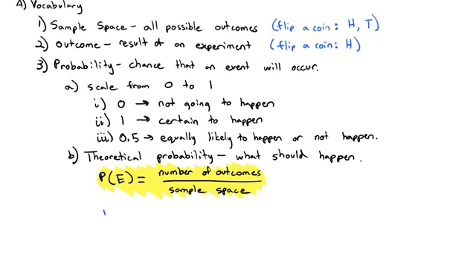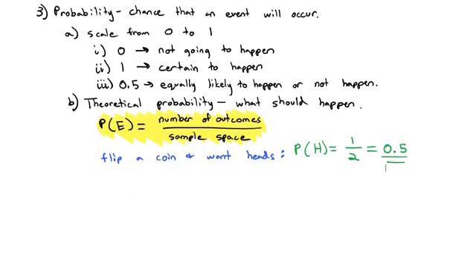So for example, if I flip a coin and I want heads, we would say the probability I get a heads is the number of outcomes. There's only one outcome on a coin. Out of the sample space, there are 2 possible outcomes on a coin, heads or tails. And then I would convert that to a decimal. In this course, we'll always use decimals for probabilities to get a probability of 0.5 of getting a heads. That's theoretical probability, what we expect to happen.